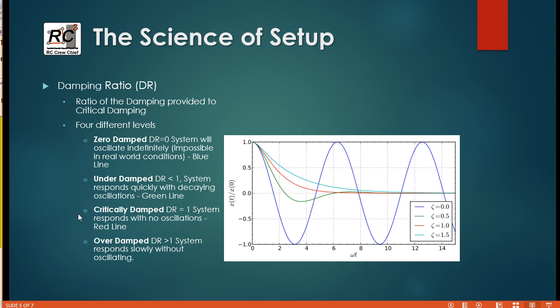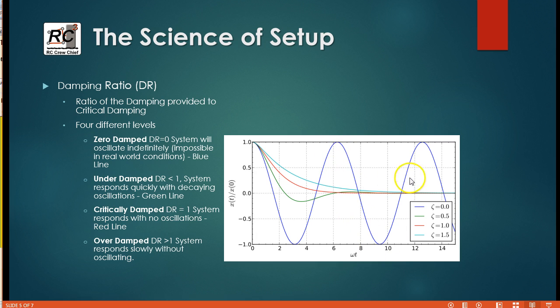Okay, now we're going to talk about damping that is provided by your shocks. The number of holes in the shock piston and the viscosity of the shock oil that you're using are all things that affect what's called damping ratio. The definition of damping ratio is the ratio of the damping provided to what's called critical damping. So there are 4 different levels. There's zero damped, which means that the system has no damping in it whatsoever, which is actually an impossible situation because you're always going to have some friction in anything that's moving.